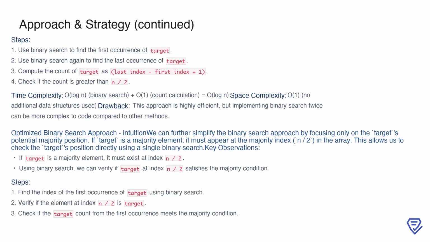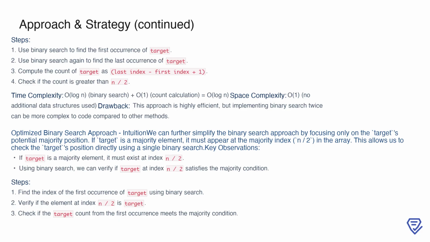To implement the binary search approach, we follow a series of steps. First, we perform a binary search to find the index of the first occurrence of the target. Then, we use binary search again to find the last occurrence of the target. With these two indices, we can calculate the count of the target as the difference between the last index and the first index, plus 1.